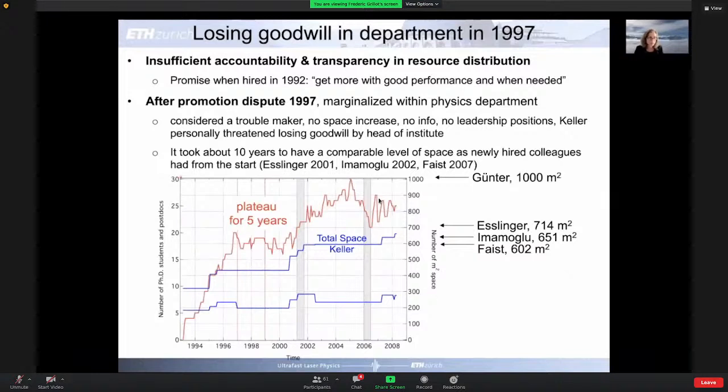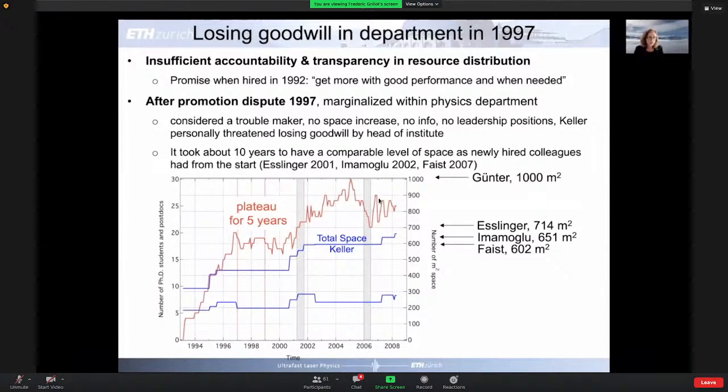This is the number of PhD students and postdocs over the years in red here, growing ever since the start of my hire. And in blue, you have the total space that I received. As you can see, I received about half of the space of my colleagues when they started. And of course, the older generation of professors even had more.